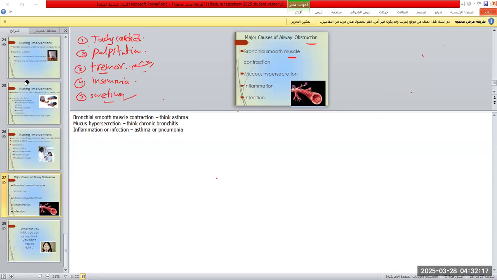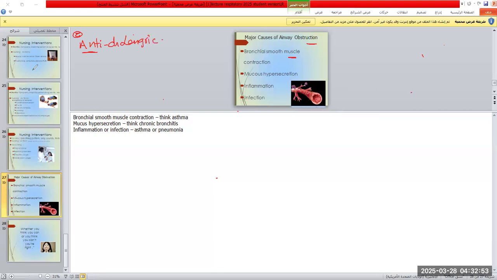So the second choice is anticholinergic drugs, but it's not widely used. We focus more on beta 2 agonists or corticosteroids. Corticosteroids, or steroids, are cortisone or prednisone. So the second drug is the anticholinergic.